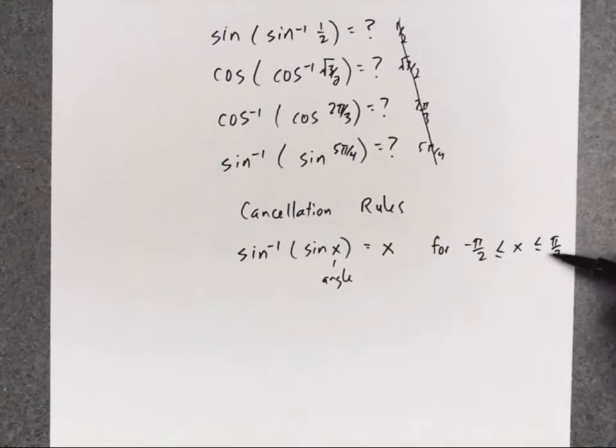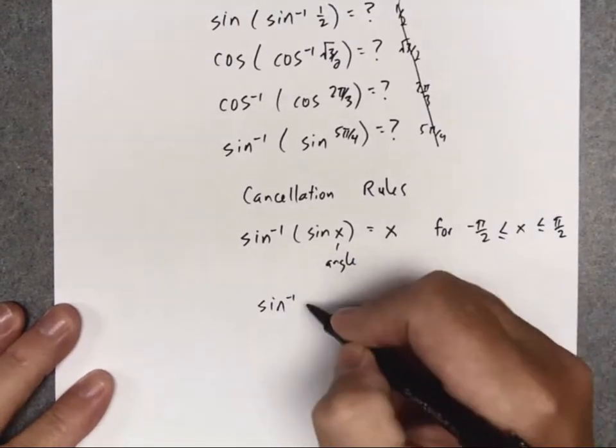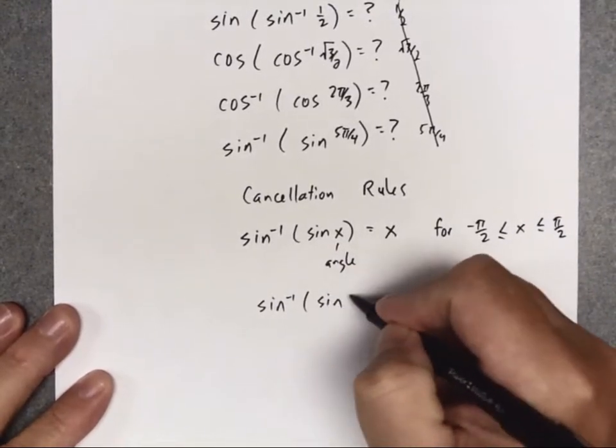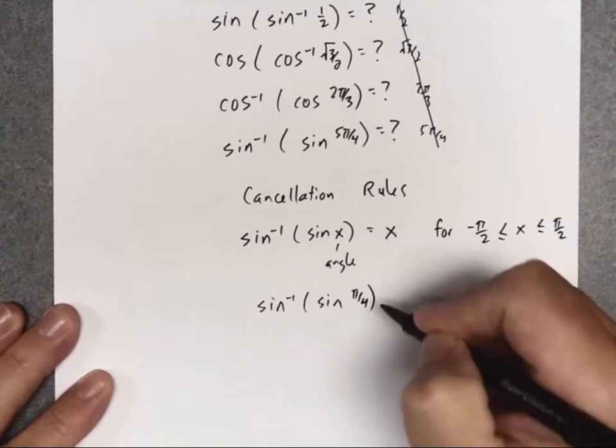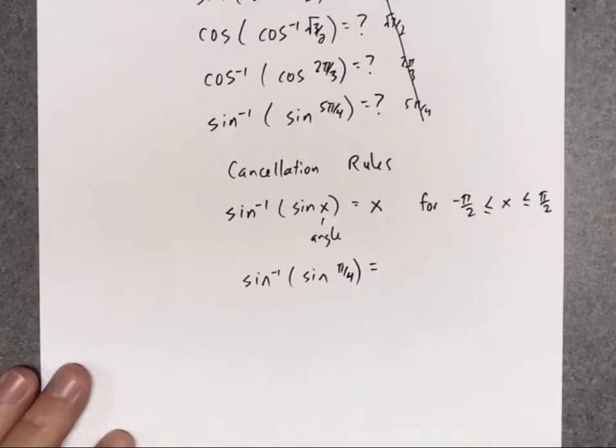If this looks familiar, this is the same limitation that we had on the inverse sine function. Remember we said whenever you take an inverse sine function, the answer or the angle always has to be between negative pi over 2 and pi over 2. The same thing here. So for instance, if we were given this problem, the inverse sine of the sine of pi over 4.